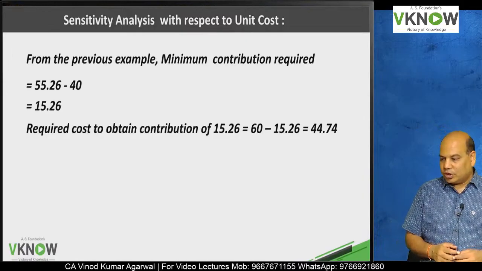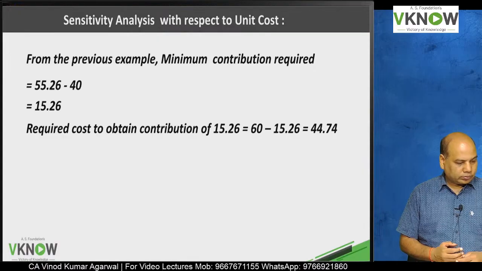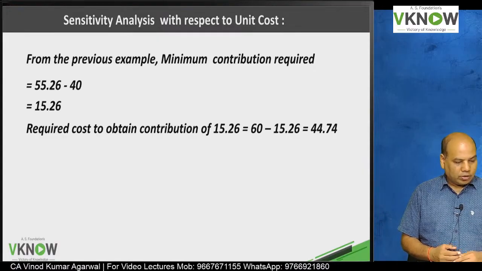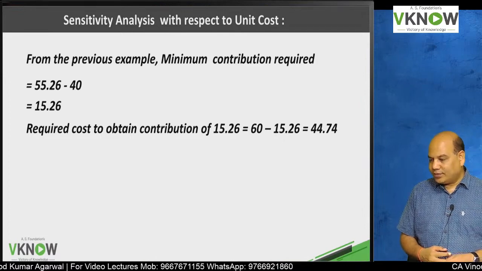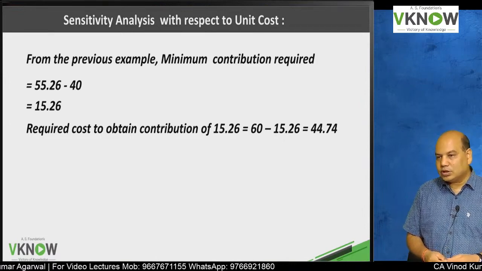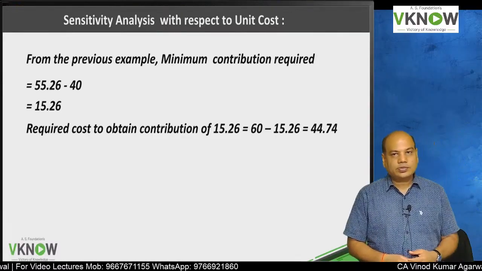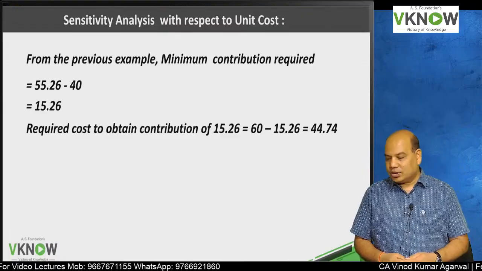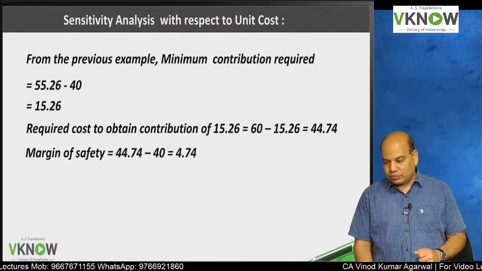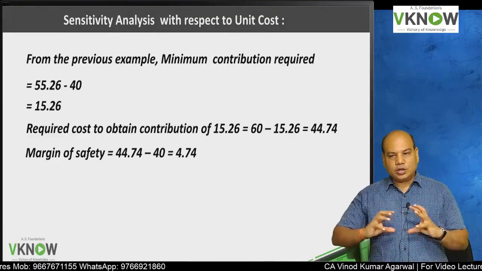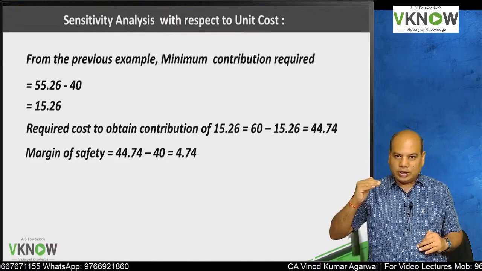Next line, required cost to obtain contribution. Required cost to obtain contribution of 15.26 is equal to 60 minus 15.26. 60 minus 15.26 is equal to 44.74. 44.74 is the upper limit of the cost per unit I can tolerate.